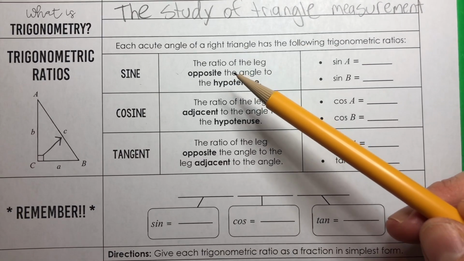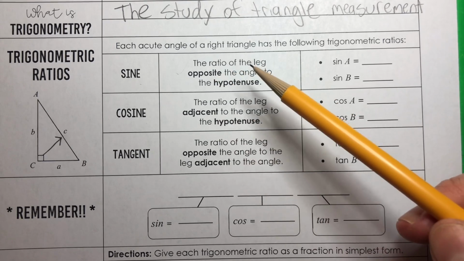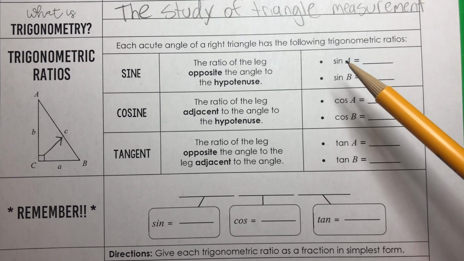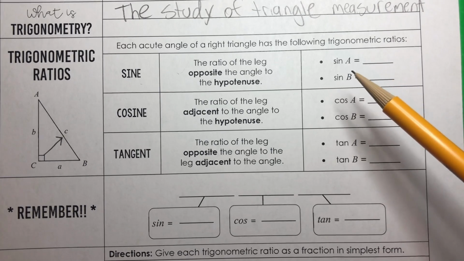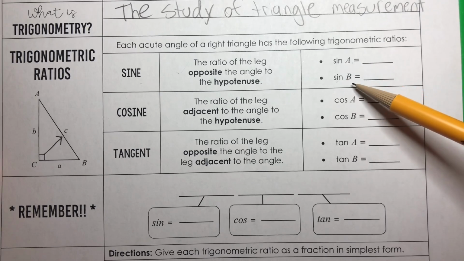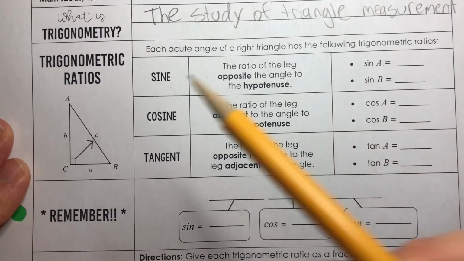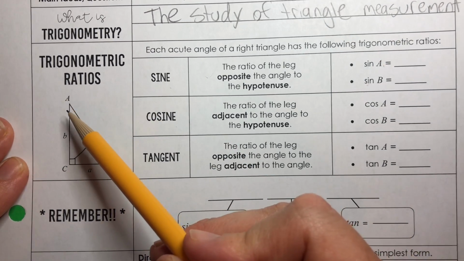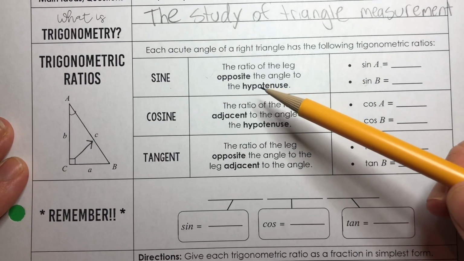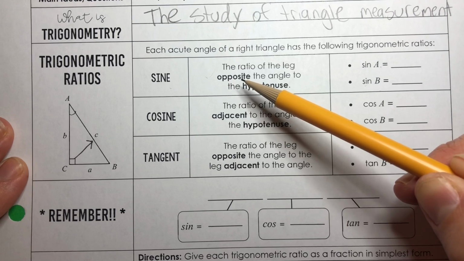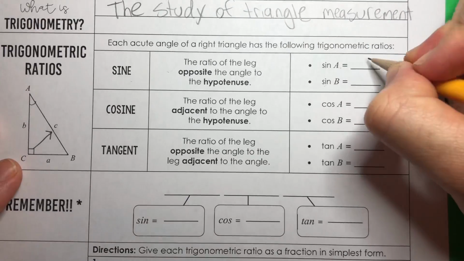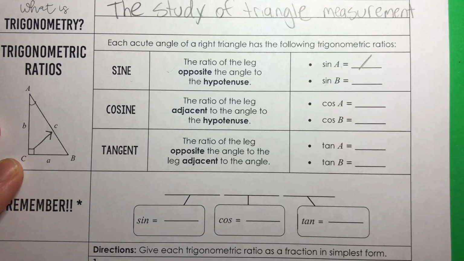Now, when it says the leg opposite, okay, the leg is a side. Opposite means it's going to be across from, like I said, the angle in question. So if we see the sine of angle A or the sine of angle B, we'll look at this angle in your triangle. Here's angle A, capital letter A. So we're going to look here first. Now, sine is going to be the leg opposite of that to the hypotenuse. Remember, a ratio compares two numbers. So I'm going to write this as a fraction.